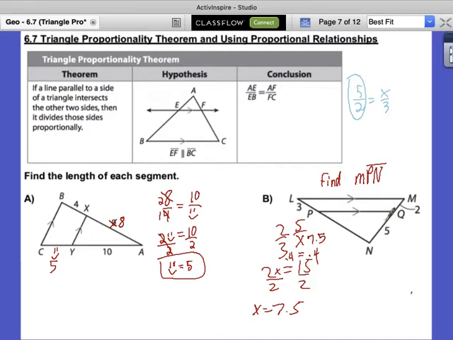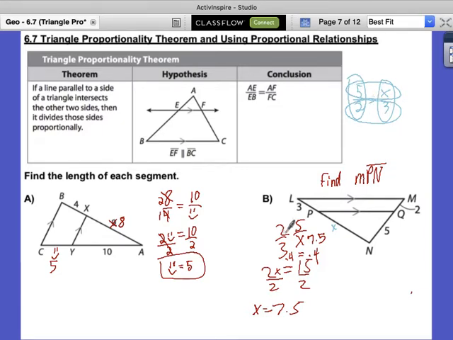X over 3, vertically, it still lines up. We're dealing with the same sides of the triangle. Horizontally, 5 and x, they line up because they're corresponding. They're both the bottom parts of these triangles. Horizontally on the bottom, it lines up. 2 over 3, they're both the top parts of these triangles. So if you can line it up vertically on both sides and horizontally on both sides, you're good to go.